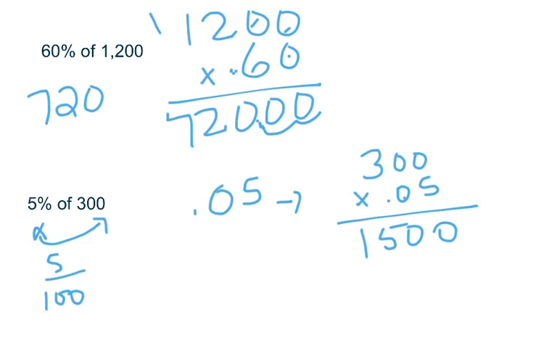So I'm going to look at the decimal and I'm going to say, okay, I have 2 numbers that come after the decimal. So I'm going to count 1, 2, put my decimal, and therefore 5% of 300 is 15. Do you see how I got that? Let's try a couple more. We're going to do C and D on page 288.